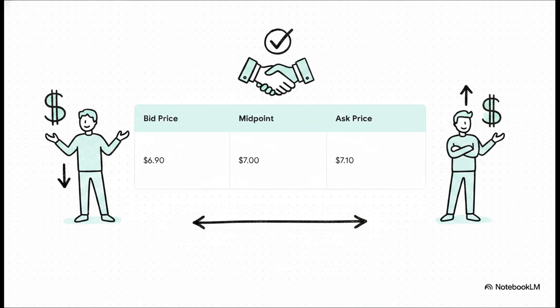If you punch in a limit order for $6.90, your chances of getting filled are practically zero, right? The seller has zero incentive to drop their price that low. But if you look at the midpoint and set your limit right smack in the middle at $7 even, you are highly likely to get that order filled. You're just meeting the market halfway.